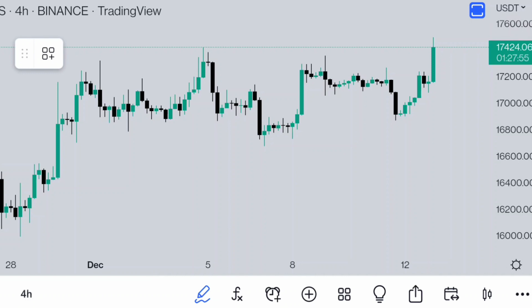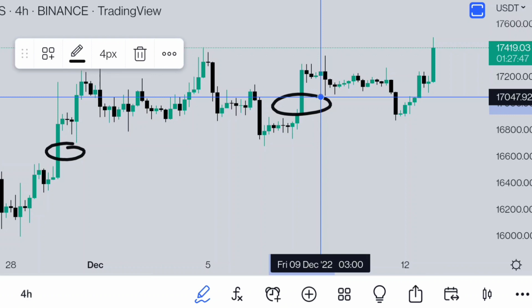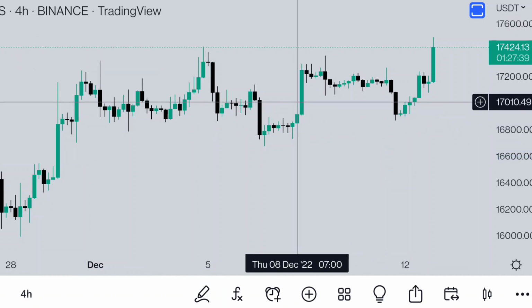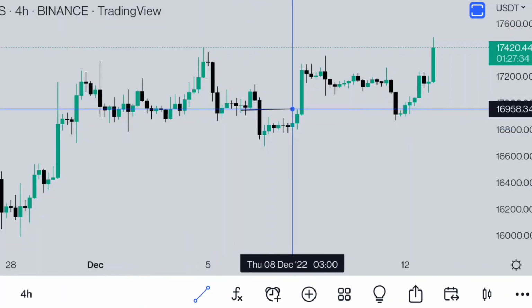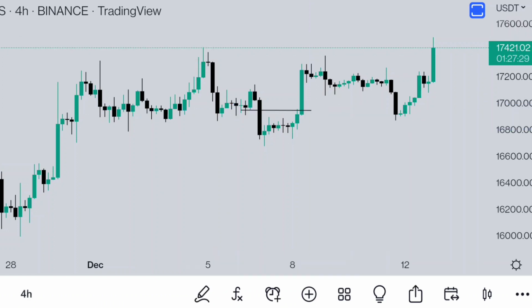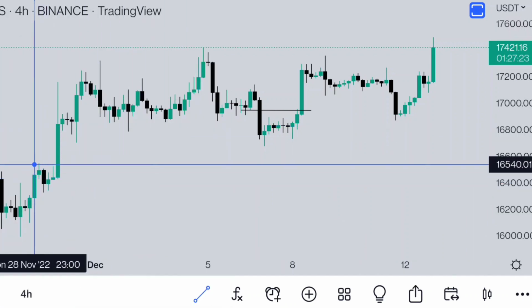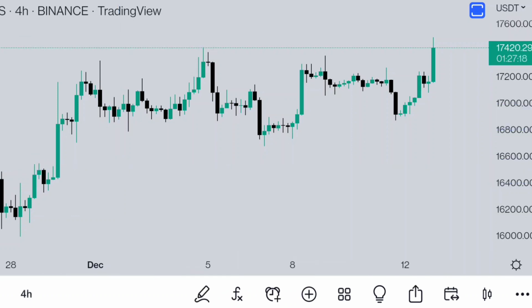The fair value gap is the gap between these candles which is left unfilled. See this gap and then this gap between the lower and the upper candle. This gap is the fair value gap, and the market structure break is where the market structure shifts, like a big red candle or a big green candle shifts the market to the upside or to the downside. Like here the market structure has shifted to the downside, and here the market structure has shifted to the upside. I hope you are already aware of these terminologies.